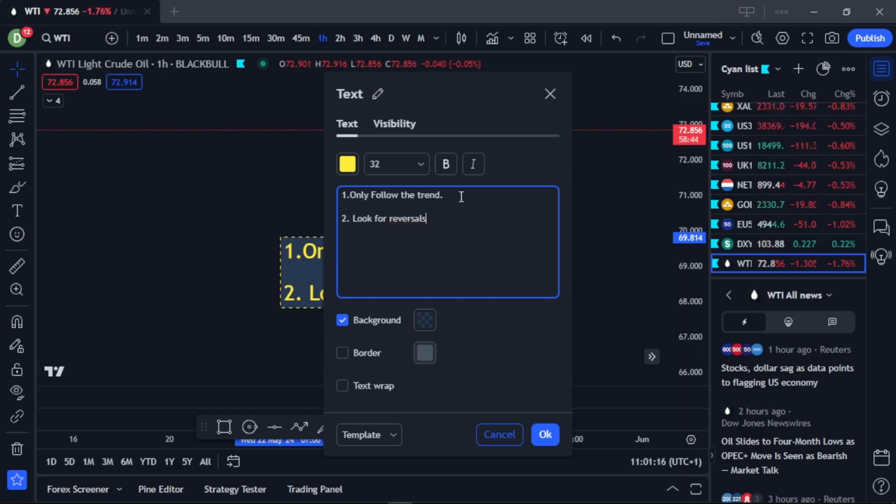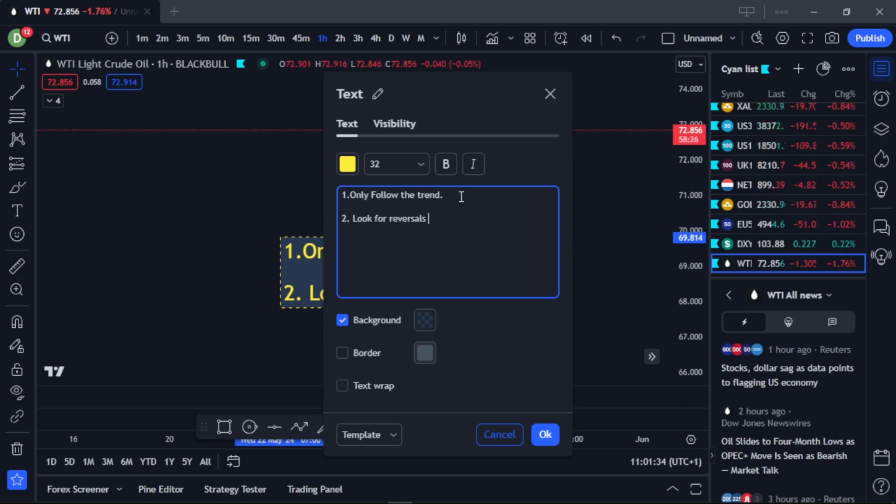So look for reversals. Now, when trading oil, the first thing I advise you to do is to only focus on the direction of the trend. But in a scenario where the trend has gone on for a very long time, you could focus on looking for reversal opportunities to get into the fresh trend, because the oil market moves from trend to trend, and I'm going to show you right now.